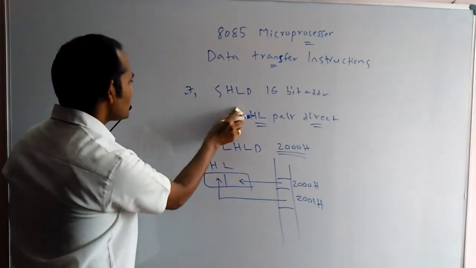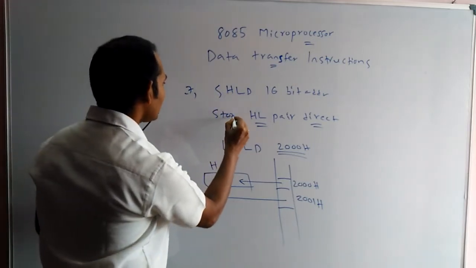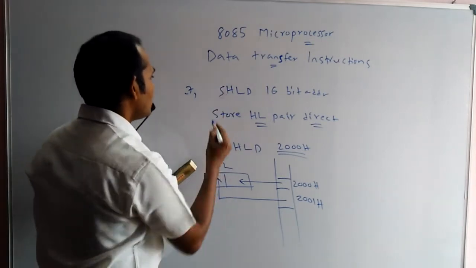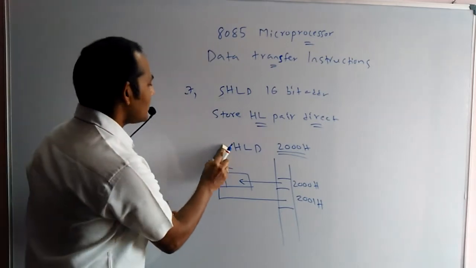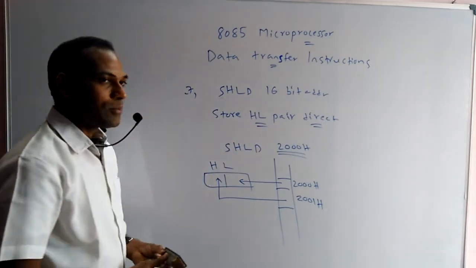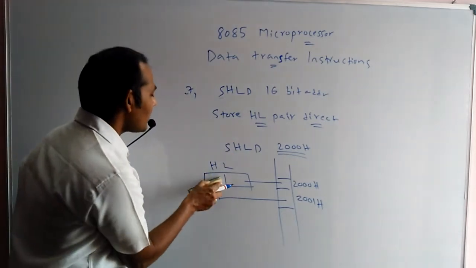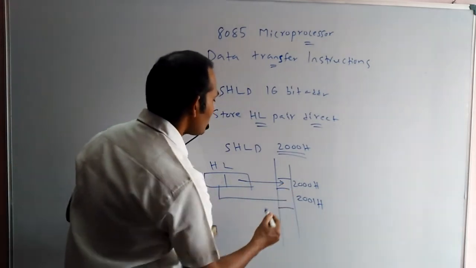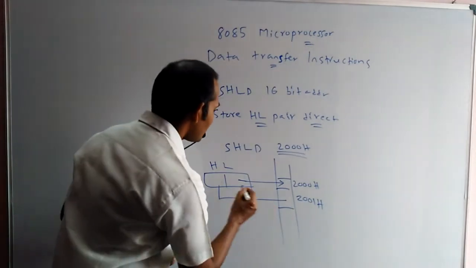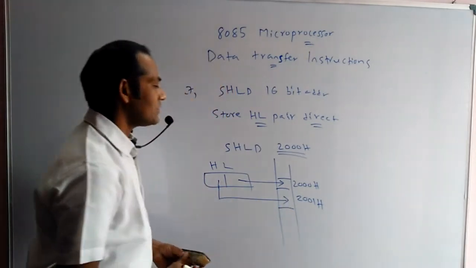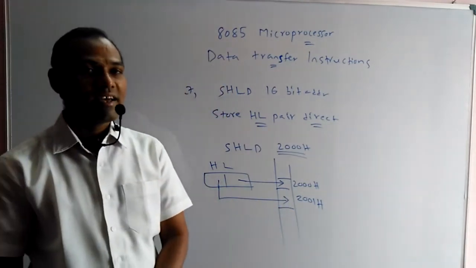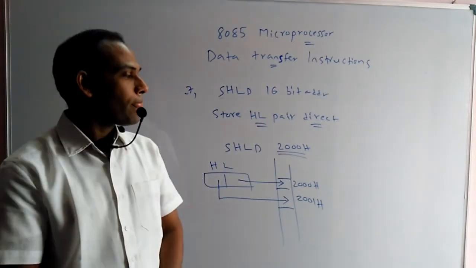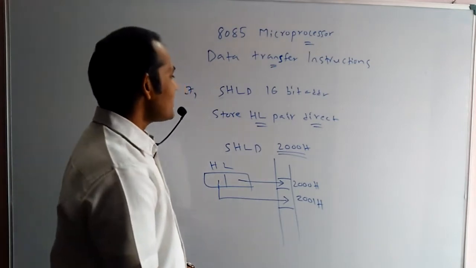The opposite is SHLD, store HL pair direct. If you write SHLD 2000, then the direction of data flow is opposite. Now L is transferred to 2000 and H is transferred to 2001. Like this, the data is transferred from HL to memory. That's about the SHLD instruction.